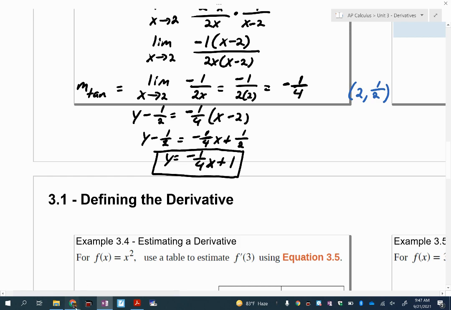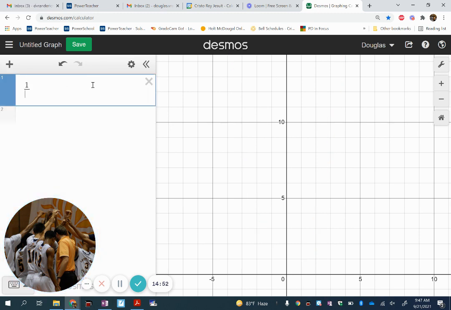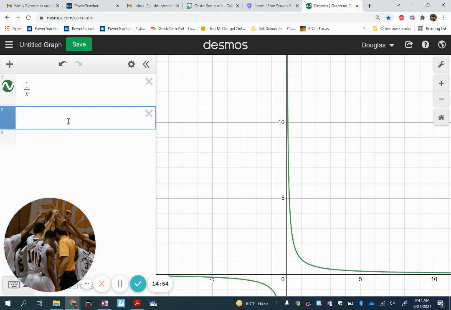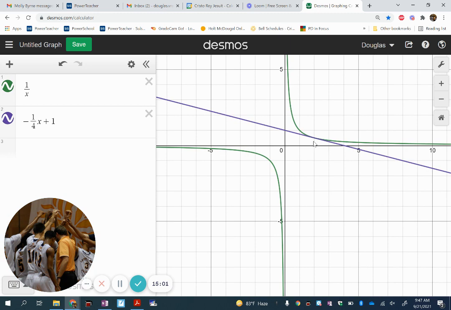So I'm graphing 1 over x, and then I'm plotting the line negative 1/4 x plus 1. Scroll a little bit. Here's x equals 2, that point (2, 1/2). You can see that the purple line is the line that is tangent to this curve at x equals 2. All right, so hopefully you see the algebra with the graphical display here.